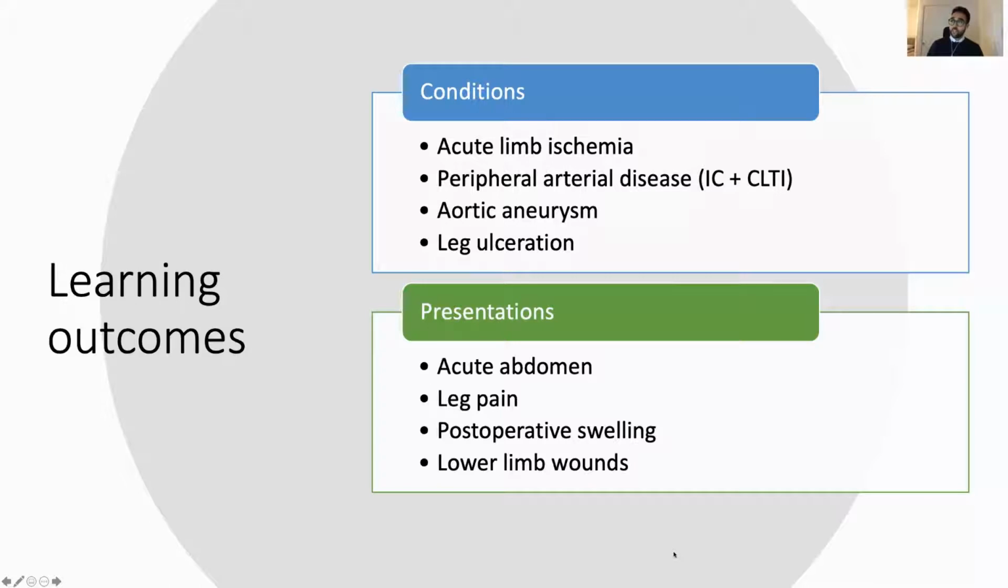As Lawrence alluded to, it's going to be a very interactive session, so I've got quite a few cases to go through. The main conditions I will be focusing on today will be acute limb ischemia, peripheral arterial disease, and aortic aneurysms. Then we'll have a bit of a pop quiz at the end about leg ulceration. The presentations we're going to cover are the acute abdomen, leg pain and swelling, and wounds of the lower limb.